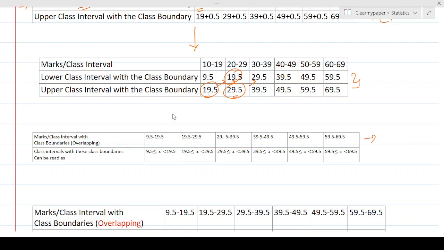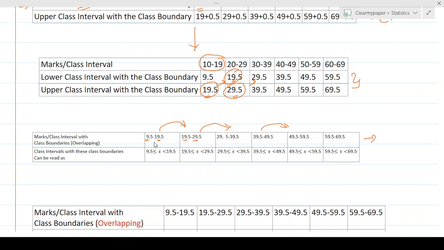So now, instead of 10 and 19, we have 9.5 and 19.5, and the next boundary is 19.5 and 29.5. So if you see, now we have a continuous boundary on each one of them, and that way we can solve it. And as always, how do you interpret that in terms of marks?